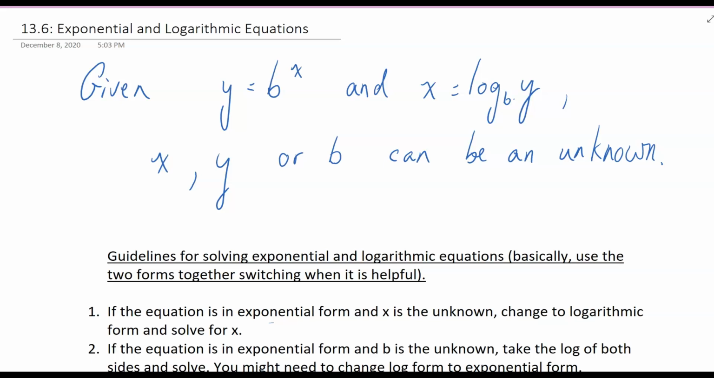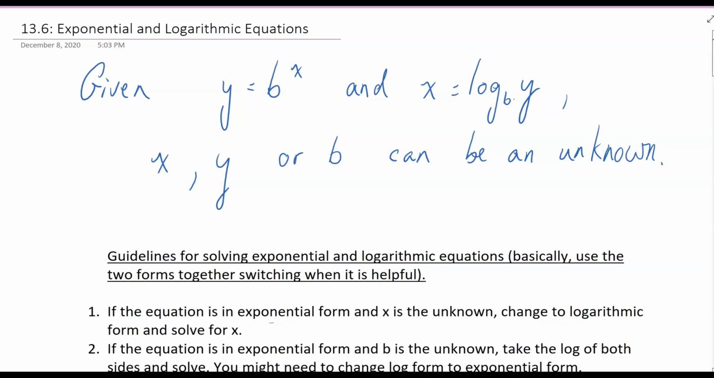In this video, we will discuss exponential and logarithmic equations, which means we can be given y equals b to the x and/or x equals log base b of y, and in any case, x, y, or b can be the unknown. So we need to look at some methods for solving for x, y, or b.